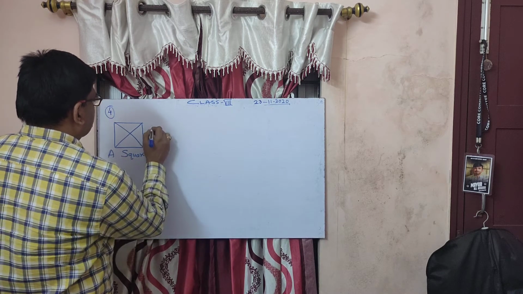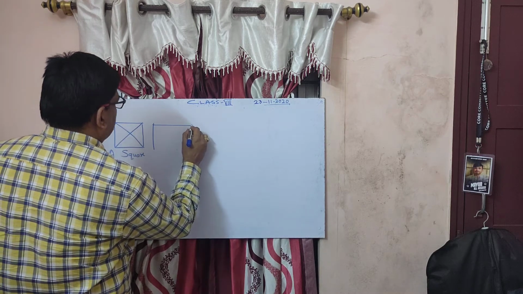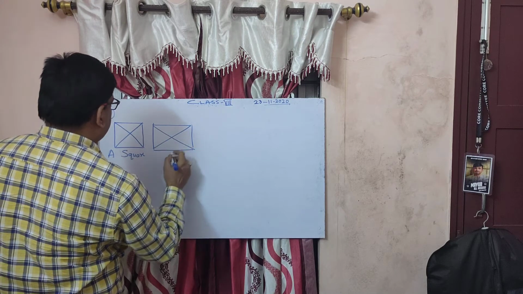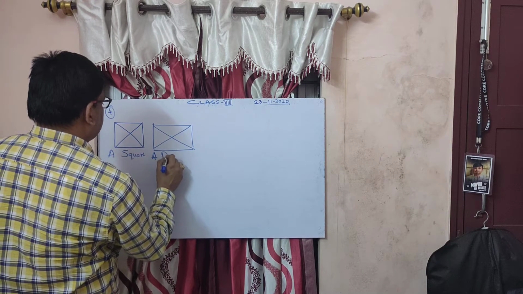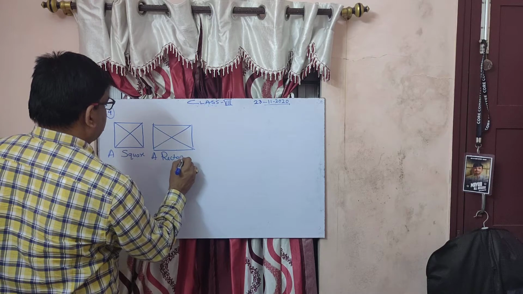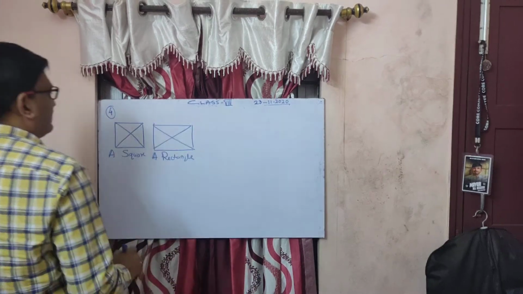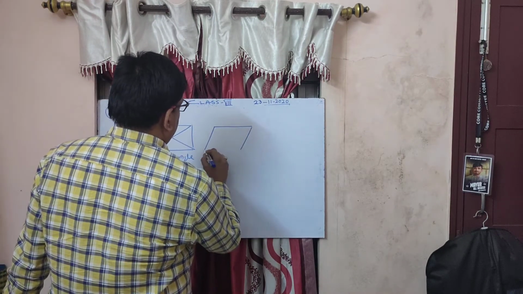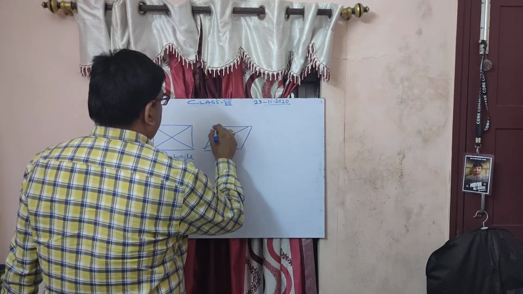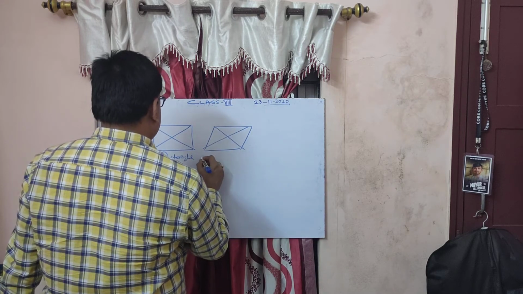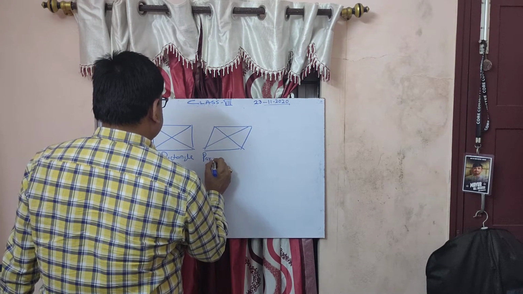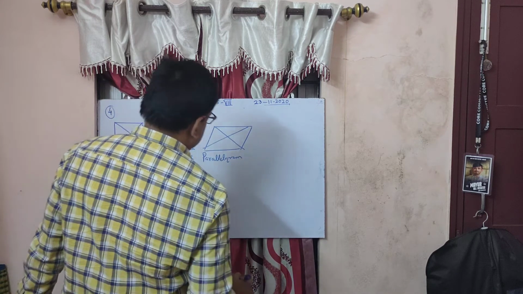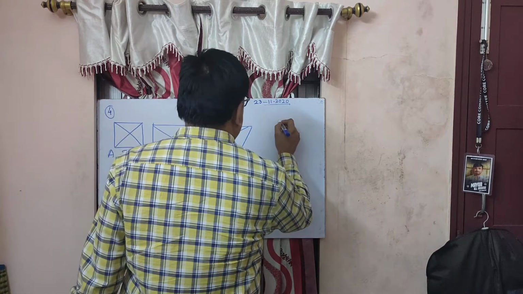First one is a square. Next one is a rectangle. In a rectangle also, diagonals bisect each other. The third one, that is parallelogram. In a parallelogram also, diagonals bisect each other.